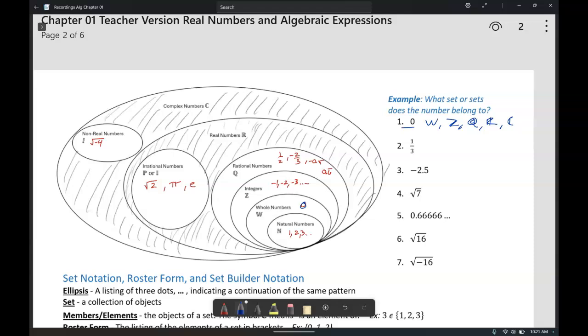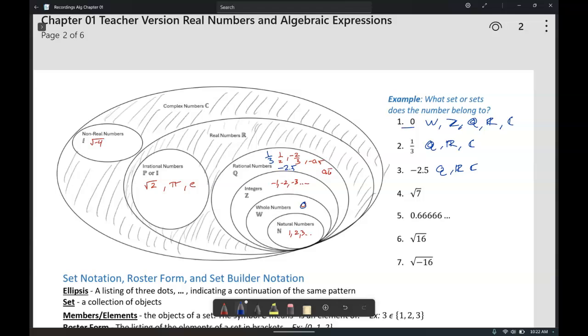1/3, that's a fraction of integers, so we know that's going to be in the rational numbers, so we've got the Q. But because it's rational, it's also real. And because it's real, it's also complex. -2.5 falls under the rational numbers. So just like we had with 1/3, we've got the rational numbers, the real numbers, and the complex numbers.